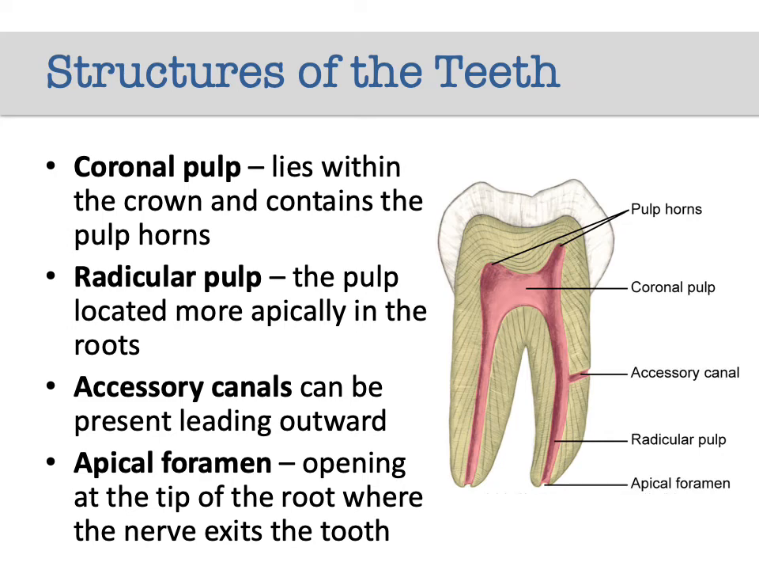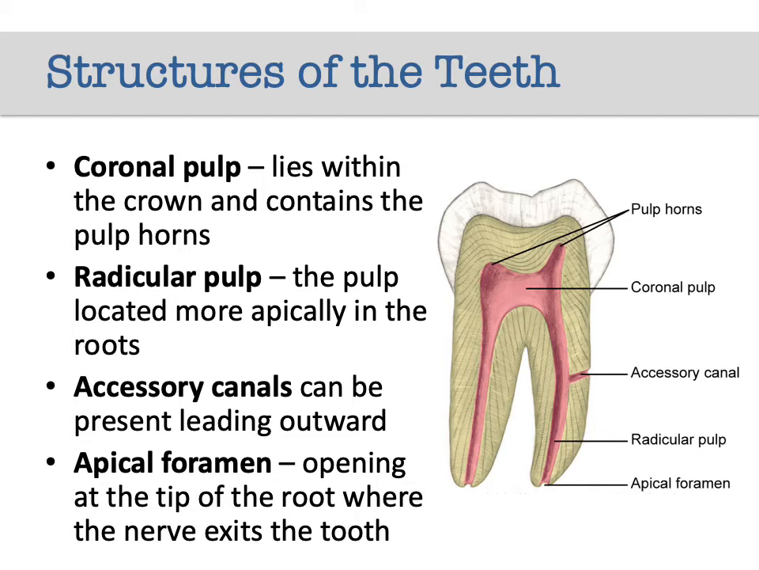The coronal pulp is the pulp that lies within the crown and contains the pulp horns. So what's in the pulp chamber is the coronal pulp. The pulp horns are where the pulp chamber kind of tips up towards the cusps of the teeth. Radicular pulp is the pulp located more apically inside of the roots.